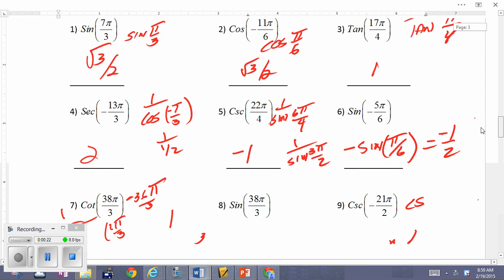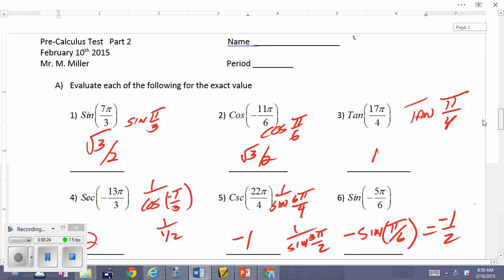The sine of 7 pi over 3. We want to take a coterminal angle of that, back that down by 2 pi to sine of pi over 3, which is a known value, radical 3 over 2. Likewise with cosine of negative 11 pi over 6, I can add 2 pi, which brings it up to cosine of pi over 6, which is a reference angle right there.